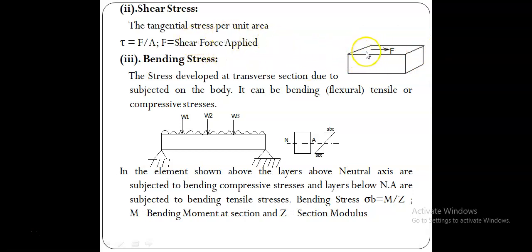So the stress developed due to a tangential force F acting on the body is called shear stress. The shear stress can be calculated as tau is equal to the shear force F divided by the sheared area, that sheared plane area is giving the shear stress.